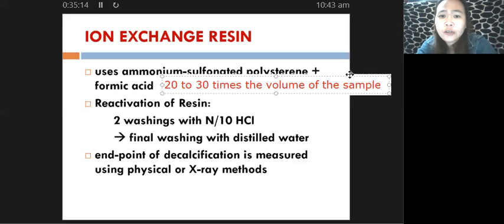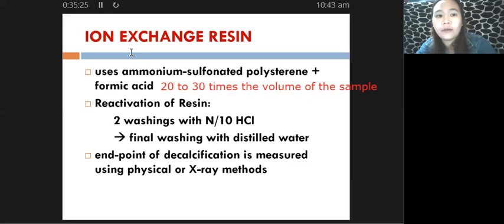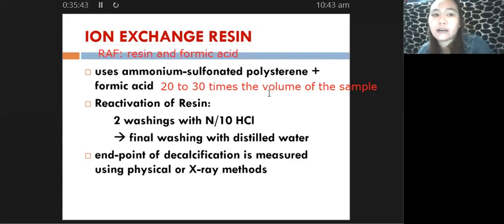All right. So with the use of your formic acid, some references refer to the ion exchange resin method as rough. Rough stands for resin and formic acid. Okay, rough. All right.